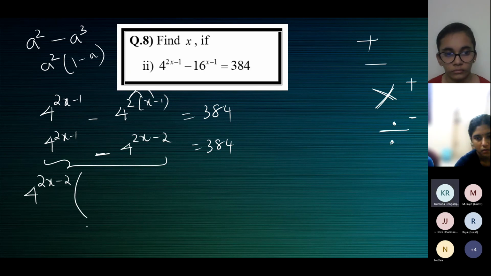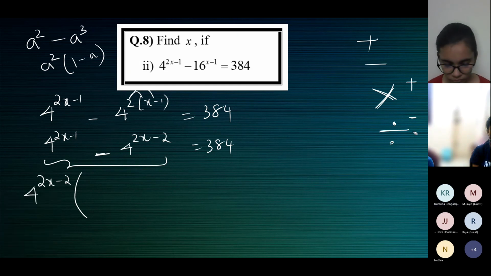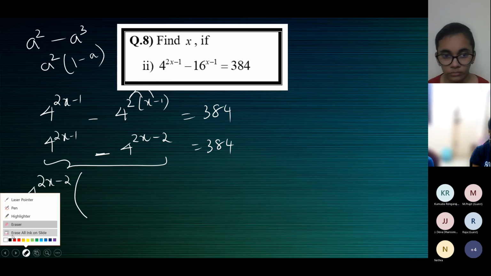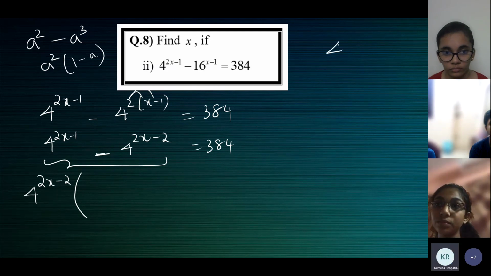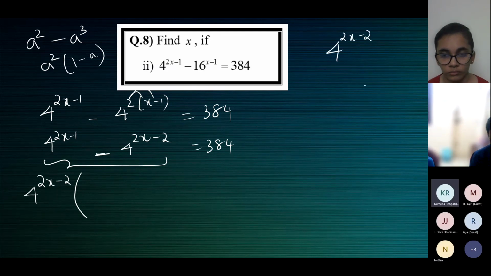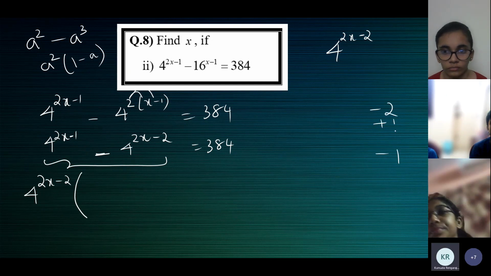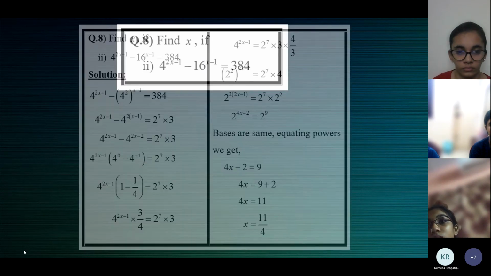Then what will I get inside the bracket here? 4 to the power 2x minus 2. Now I should get 4 to the power 2x minus 1. Minus 1 I must get as the answer. This minus 2 should become minus 1. How will minus 2 become minus 1? If you add 1 to it.